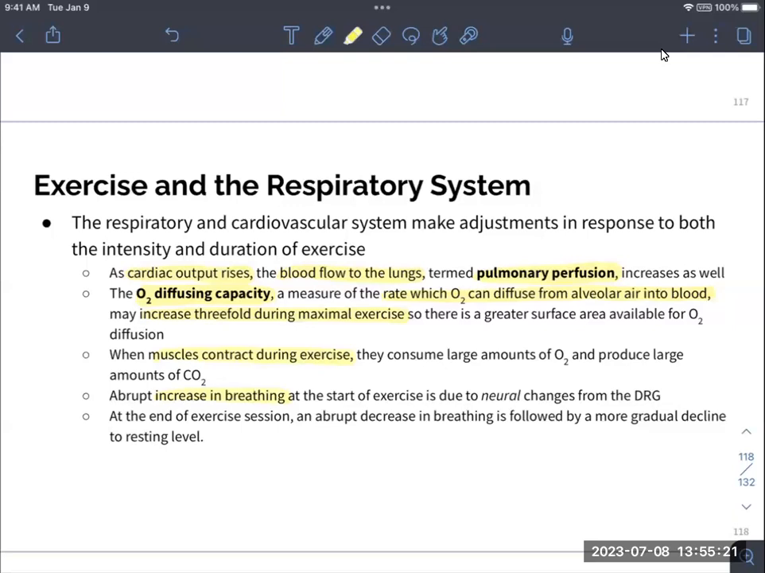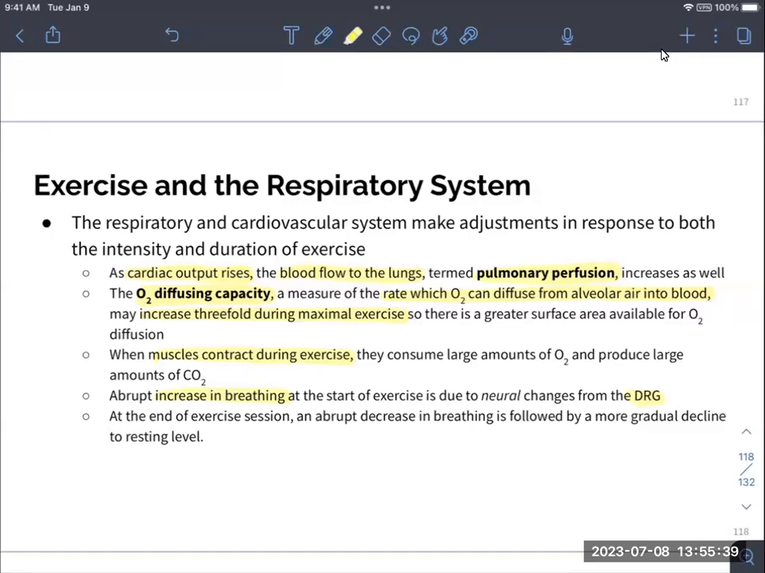And that is caused by that dorsal respiratory group. Once you're done exercising, your breathing rate does decrease. It does slow down. It slows down gradually.